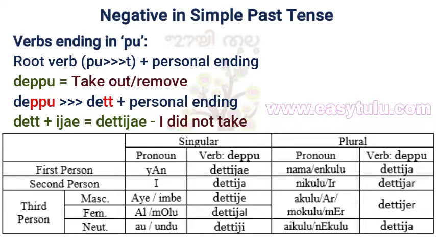Aye or imbe. Dettija. He did not take. Alu or molu. Dettijal. She did not take. Au or undu, dettiji, it did not take.